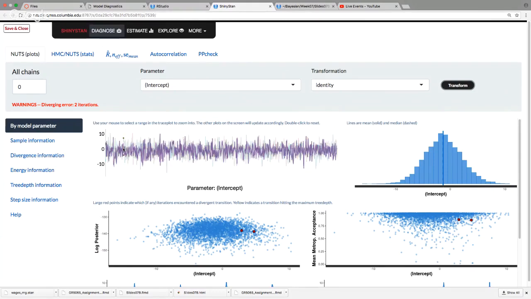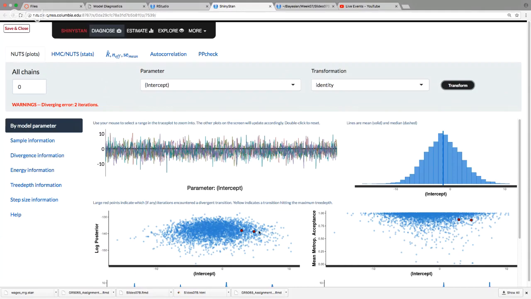All right. So the first tab here is diagnose. So you can see a trace plot. We have different colors for the different chains. This looks about fine. You can see some other stuff. But the two red dots here were the location of the intercept when it had a divergent transition. And so sometimes if just changing adapt delta doesn't work for you, you need to know what part of the parameter space Stan was having difficulty with.